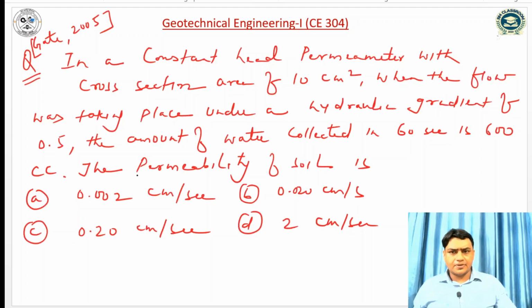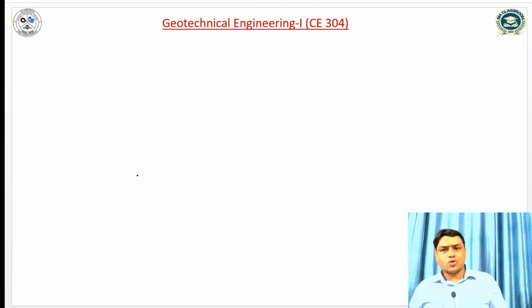So let us take one problem, and this problem was asked in GATE 2005. In a constant head permeameter with cross section area of 10 cm square, when the flow was taking place under a hydraulic gradient of 0.5, the amount of water collected in 60 seconds is 600 cubic centimeter. The permeability of soil is? So constant head permeability test is conducted.